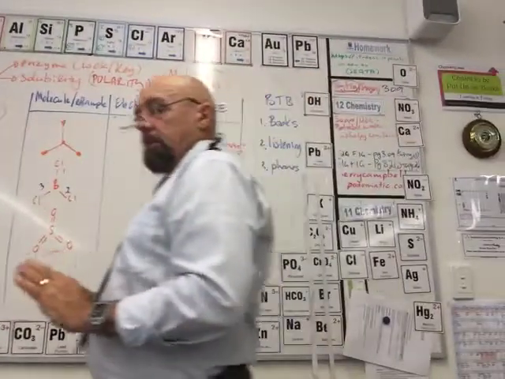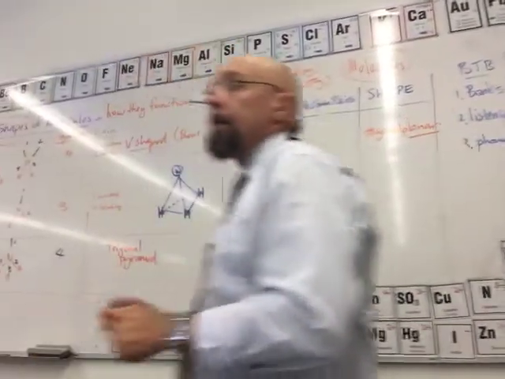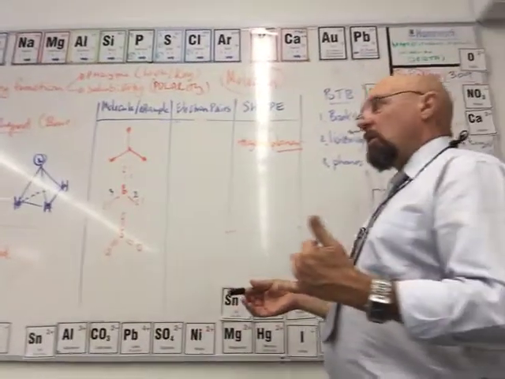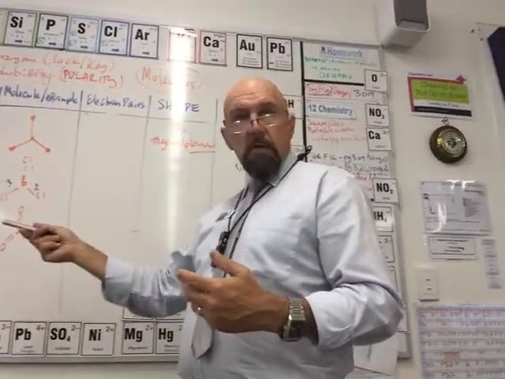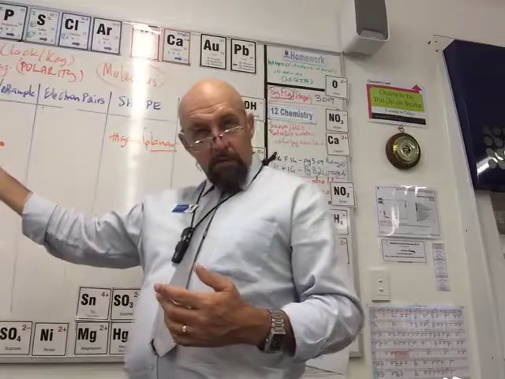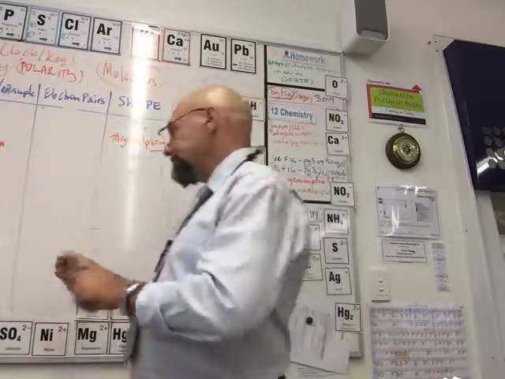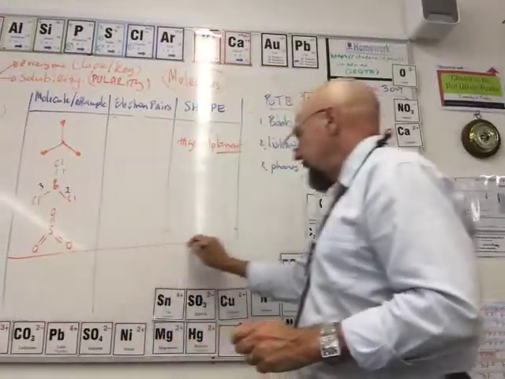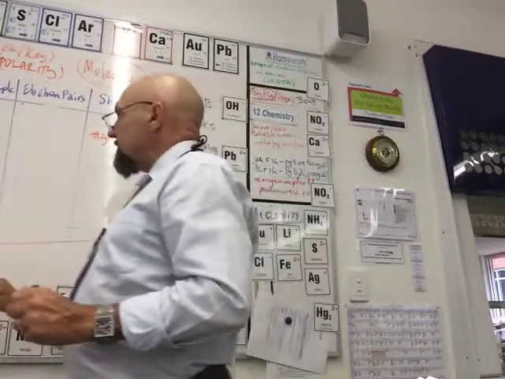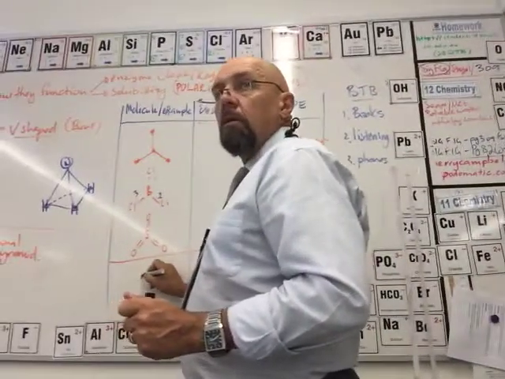Now we're going to stop the next one, okay, but the next one is a combination of trigonal pyramid and V-shaped, combined. We'll see how you handle this one.